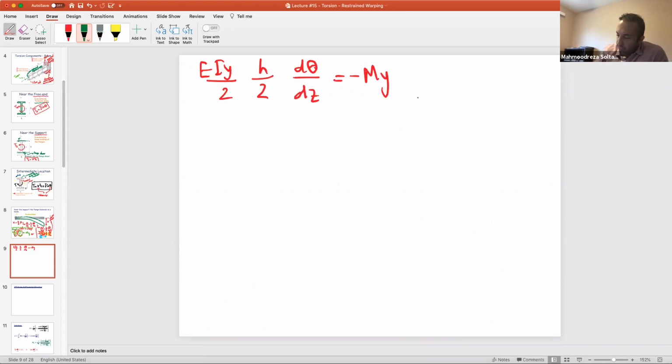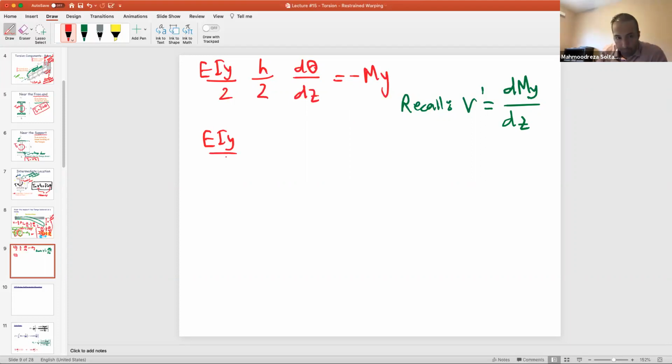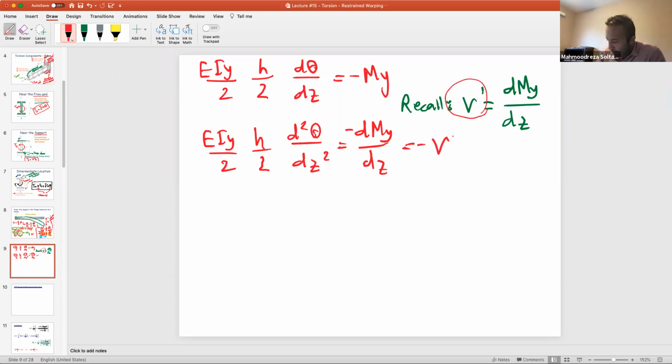I also want you to recall that V prime, the shear, is the derivative of moment with respect to length. Remember this? So I take the derivative of both sides again. If you take the derivative of both sides, what do you get? The constants would be there, no problem with them. This would become the second derivative, and this would be the negative derivative of My with respect to z, which we have found is equal to negative V prime.